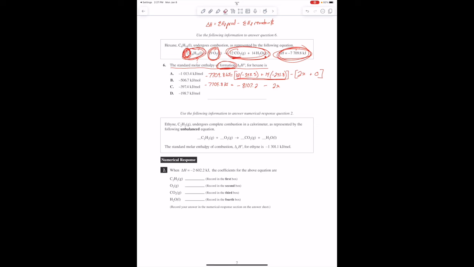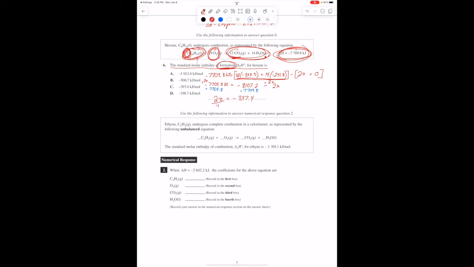Okay, and so now I want to get x by itself. I want to get x onto the other side. So I'm going to add 2x to this side. And then, I'll change this to blue. I'm going to add this number to get x by itself to this side. Plus 7709.8. So now I should have 2x equals negative 8107 plus 7709. Comes to negative 397.4.